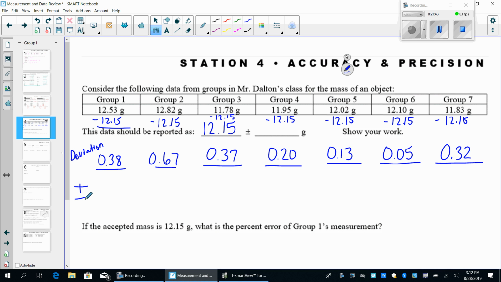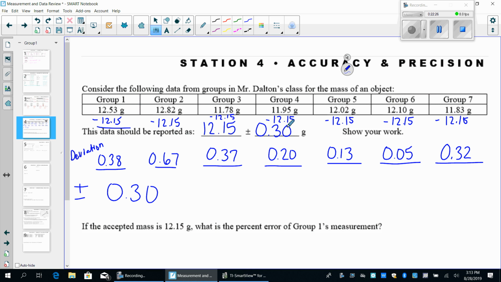So 0.38 plus 0.67 plus 0.37 plus 0.20 plus 0.13 plus 0.05 plus 0.32. So you would get 2.12. There are 7 sets of data, so divide by 7. And the standard deviation for this is 0.30. So that's what would go here.